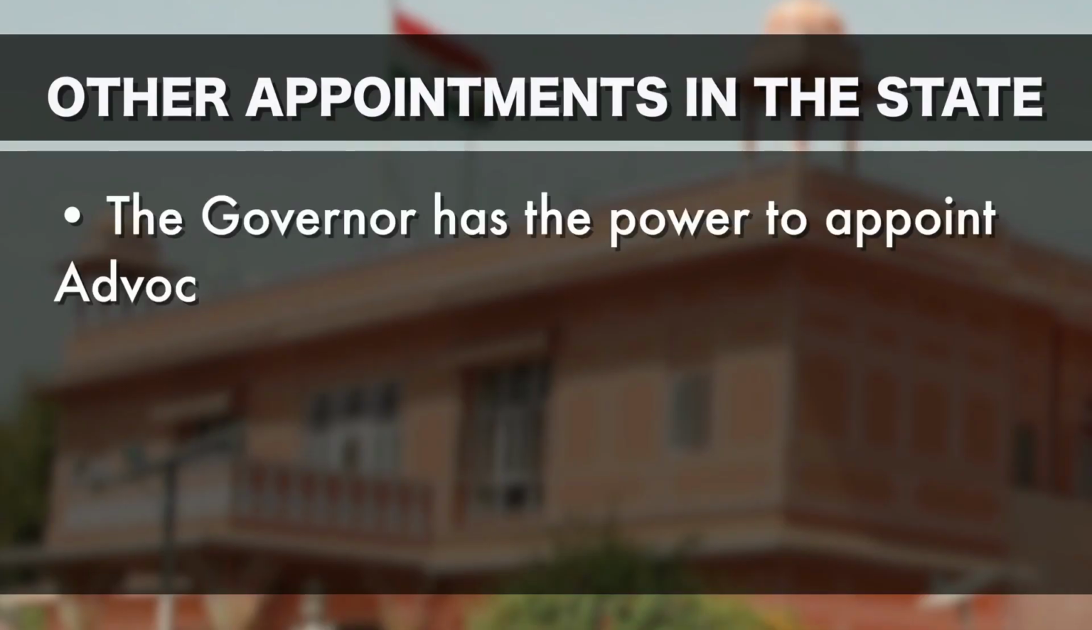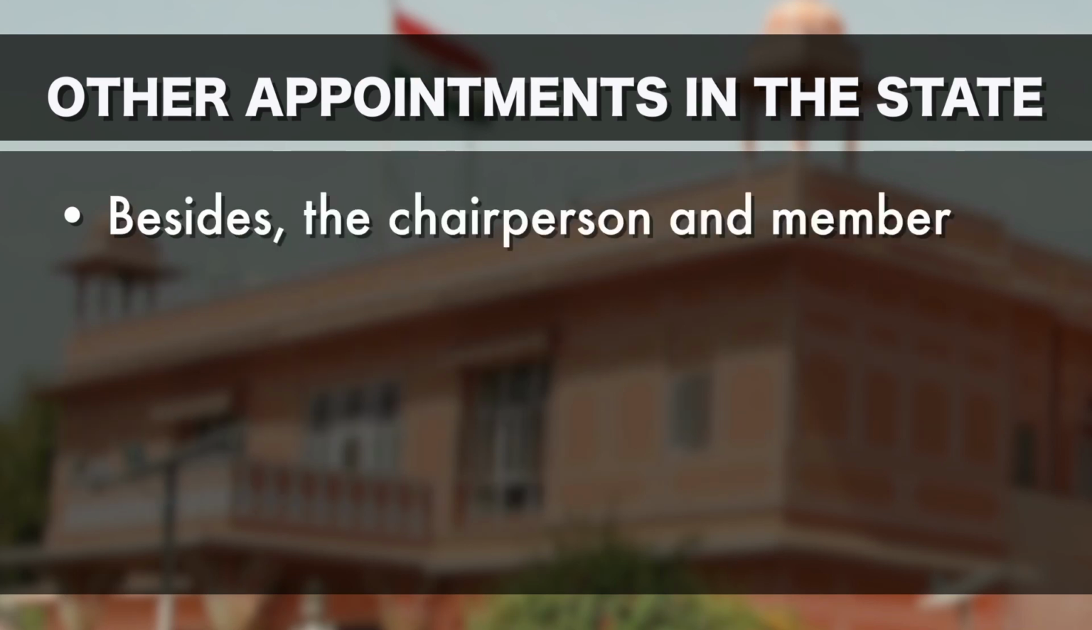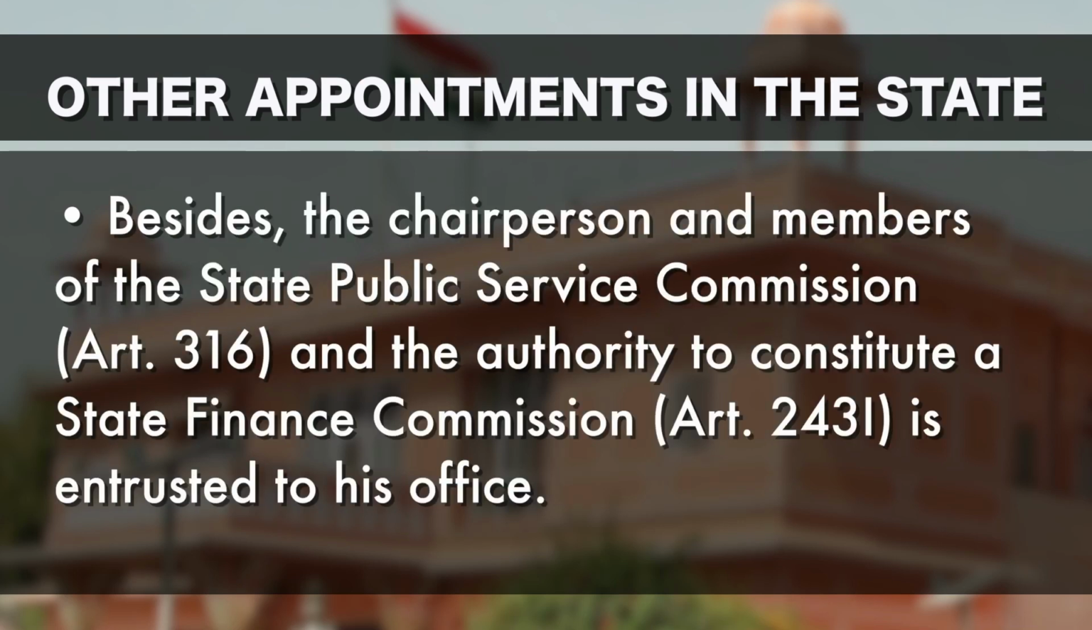There are certain other appointments in the state which are made by the governor. The governor in actual has the power to appoint the Advocate General of the state, and the person to be appointed must be a person who is qualified to be appointed as a judge of the High Court. Besides this, the chairpersons and the members of the State Public Service Commission, as per the provision made in Article 316, and the authority to constitute a State Finance Commission, as per the provision made in Article 243I, are entrusted to the office of the governor.